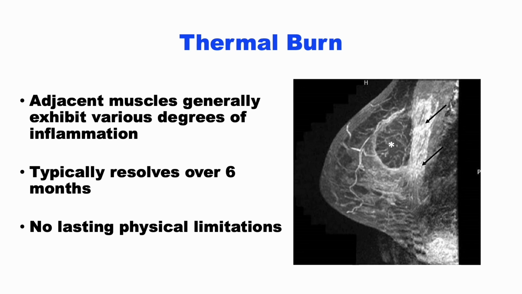Now, for tumors near the chest wall, the adjacent muscle commonly exhibits various degrees of inflammation, indicative of what's called the thermal burn or thermal injury, which should not be assumed to be an indication of muscle invasion. It's just that the muscle was temporarily frozen. The burn typically resolves over 6 months and produces no lasting physical limitations. Temporary muscle weakness or stiffness will improve with time, stretching, and possibly weight training.